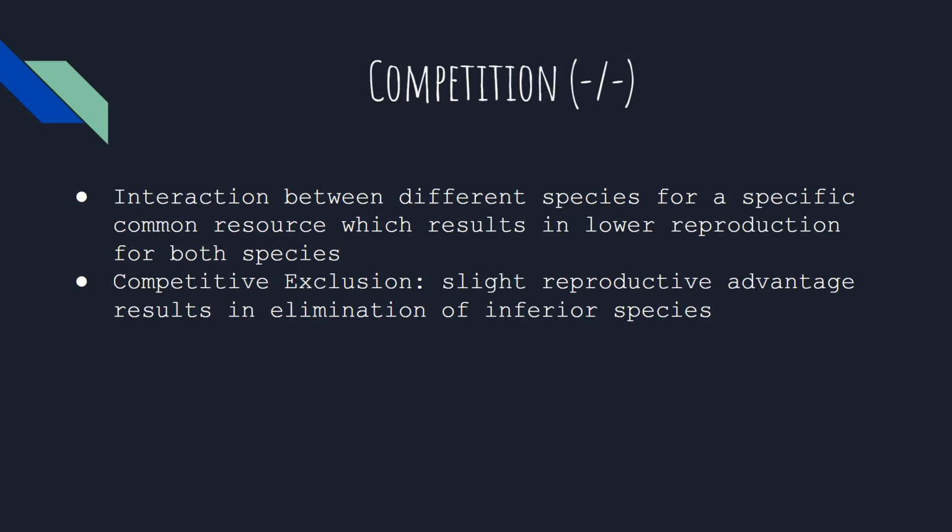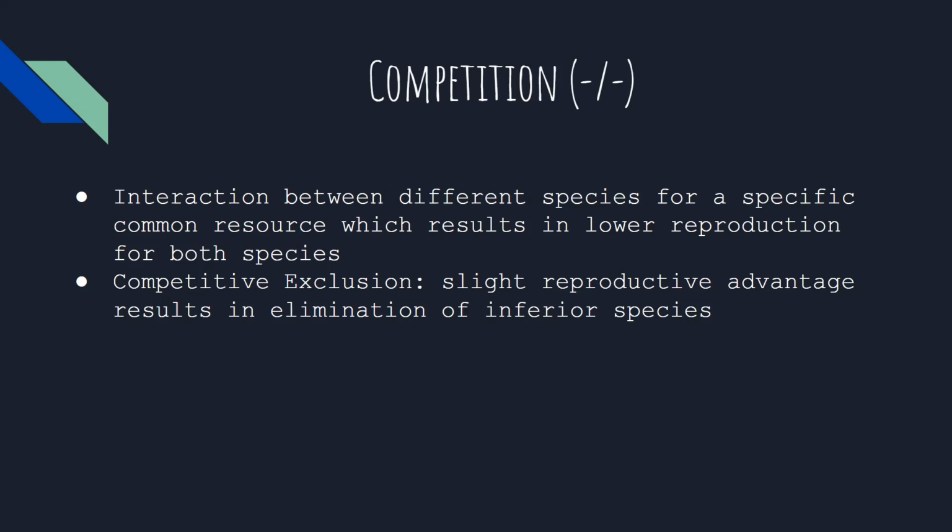This is basically two organisms, let's say they occupy the same niche, which means maybe they're in the same area, or they both are going for the same food, then they're going to compete against each other. And competitive exclusion is a slight reproductive advantage, which results in elimination of the inferior species. So this is just when one species is better off than the other one, and then that ends up reproducing more and eliminates the inferior one.